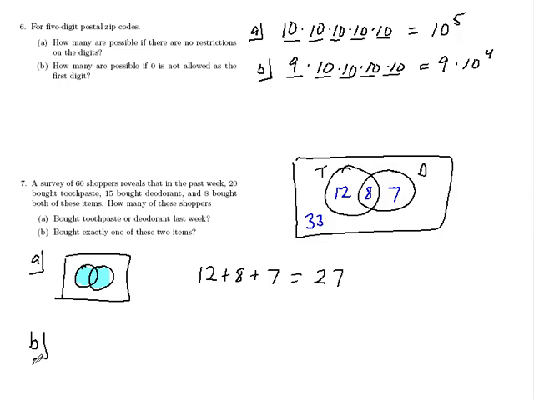Part B says exactly one of these things. Well, exactly one means only in one circle at a single time. So the 12 and the 7. Those are the only people who are positioned in one circle at any time. So 12 plus 7 is 19.